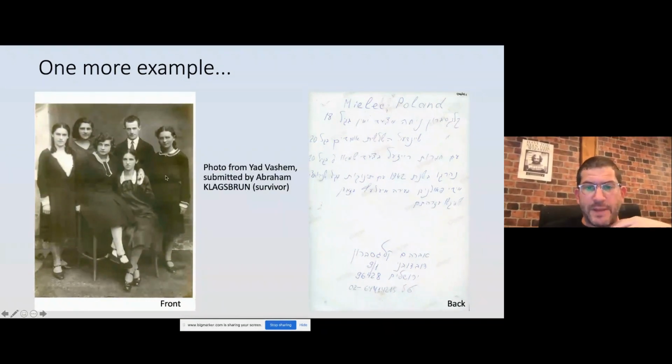This is a picture I picked from Yad Vashem. It's really a beautiful picture. I love this picture. I just love this family. I love the looks. There's something about this. But once again, I'm really doing this because I'm trying to help families from Mielec identify.